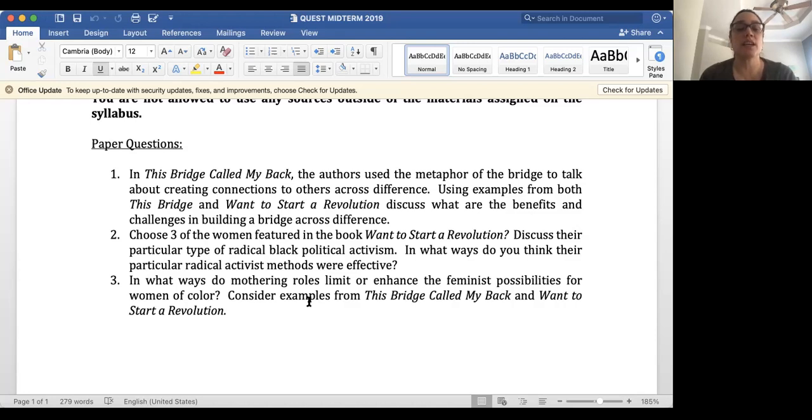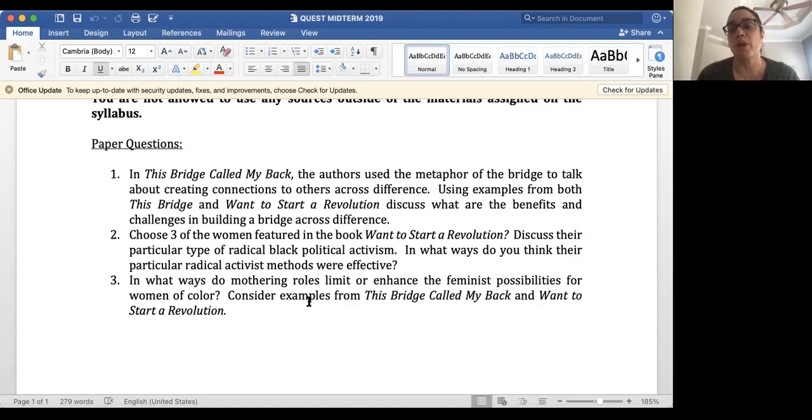Okay, moving on to the second question. Choose 3 of the women featured in the book Want to Start a Revolution. Discuss their particular type of radical Black political activism. And in what ways do you think their particular radical activist methods were effective? Okay, so there are 3 steps to this particular question.